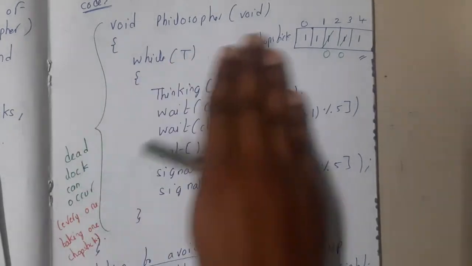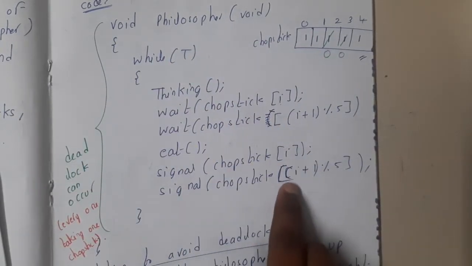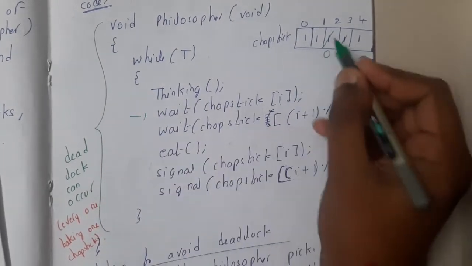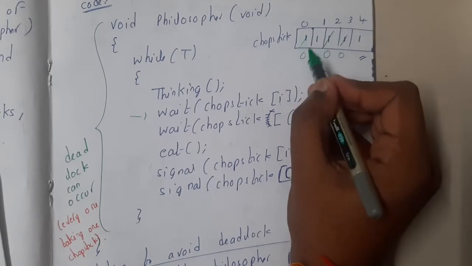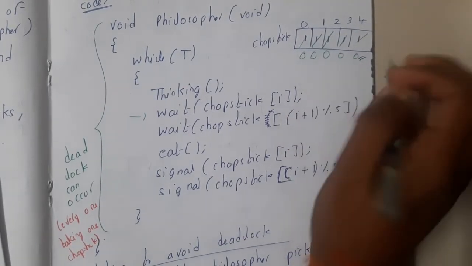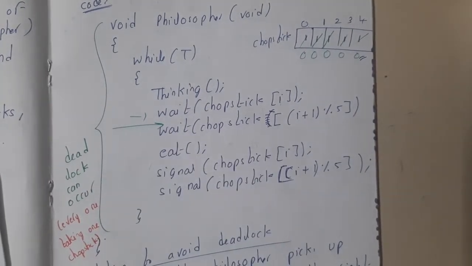But at the end, once the eating has been completed, he will release those chopsticks as well, right? The issue here is, if everyone collected their own chopstick, so the 0th guy collected the 0th chopstick, the 1st guy collected the 1st chopstick, the 4th guy collected the 4th chopstick, then everyone is stuck at this location, right? This is the disadvantage with respect to this particular solution, guys.